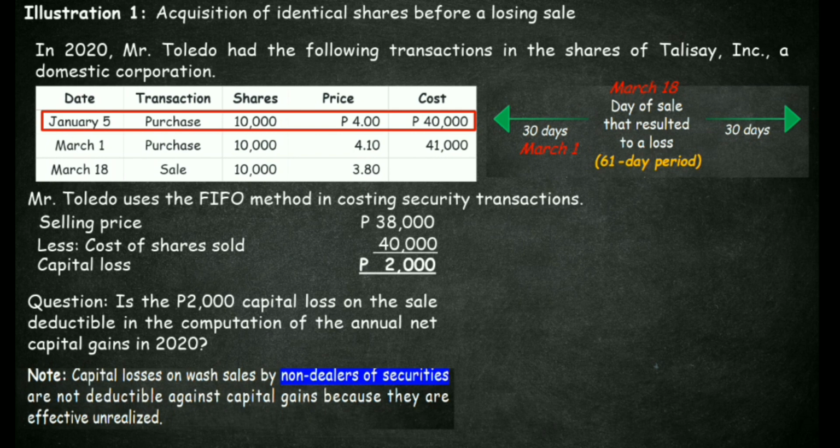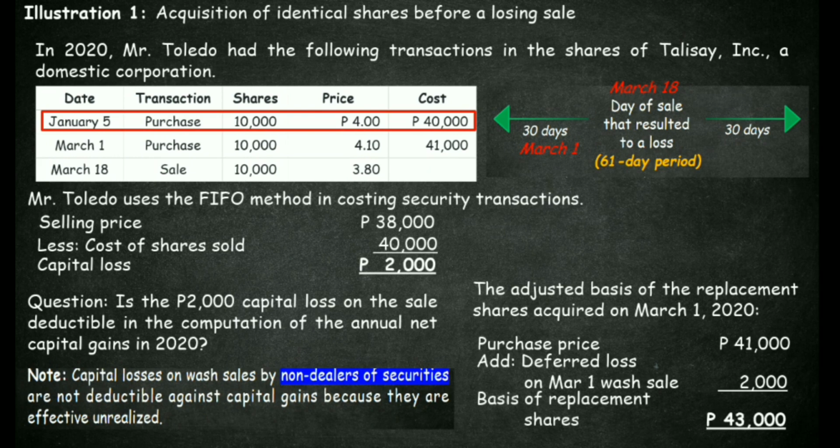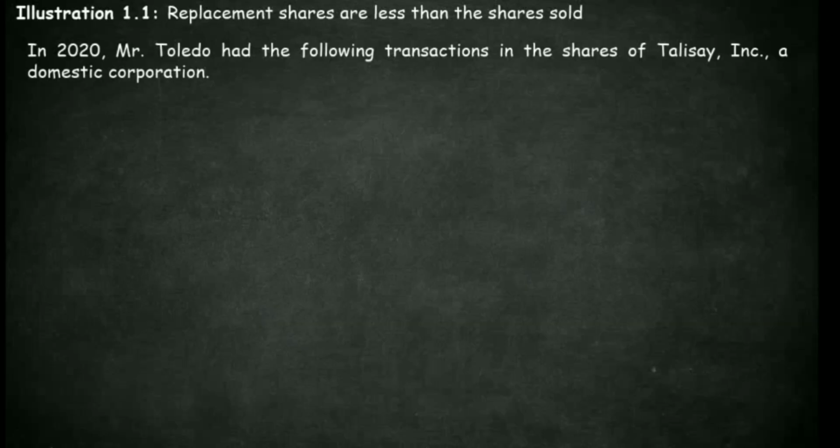Etong 10,000 shares na binili for 4 pesos and 10 centavos for each share. So, yung total cost niya is 41,000. So, ganito yung mangyayari. So, we have the adjusted basis of the replacement shares acquired on March 1, 2020. So, the purchase price again is 41,000. Tapos, i-add natin yung sinabi kong i-defer natin na 2,000 pesos na capital loss. So, ito na yung adjusted basis ng replacement shares. 41,000 plus 2,000, that is 43,000 pesos. Alright, so let's now proceed to the next illustration.